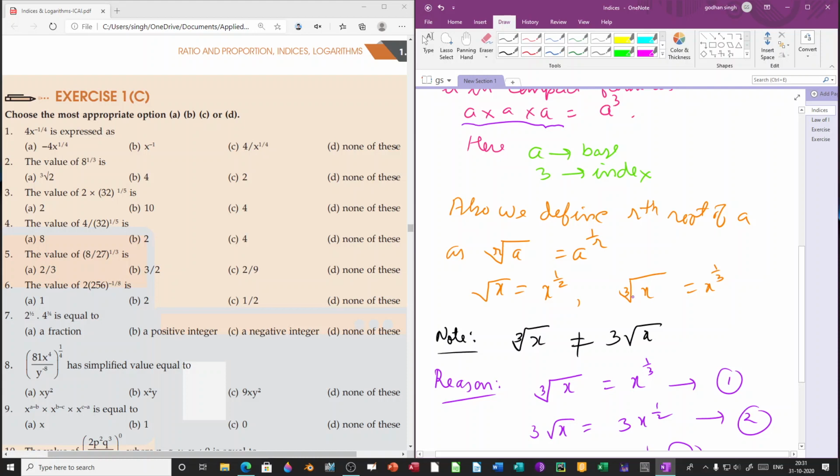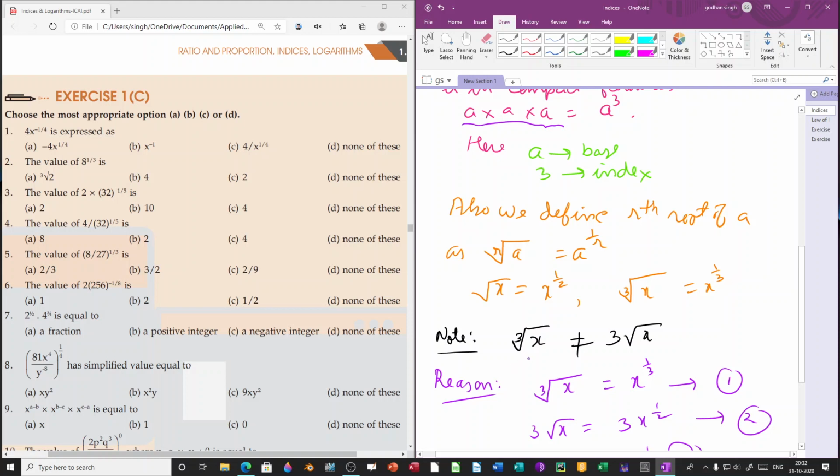When 4 is there, we say it as the 4th root of x. When 10 is there, we say that it is the 10th root of x. So here 3 is there, so we say that this is the cubic root of x, or we write in index form as x raised to 1 by 3.